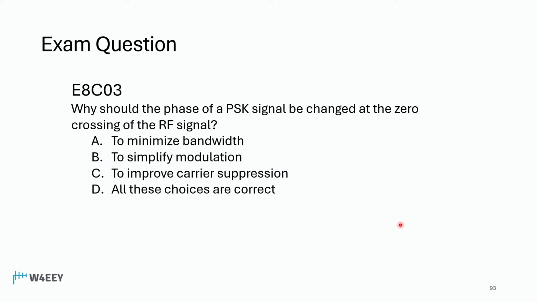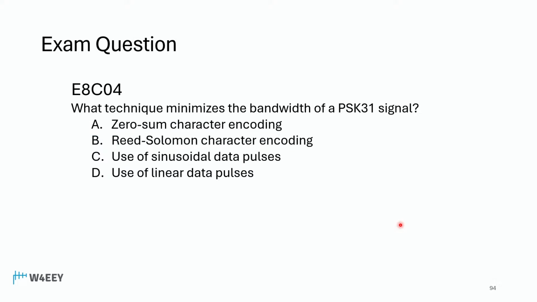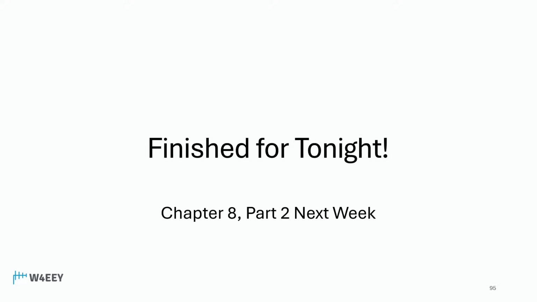Why should the phase of a PSK signal be changed at the zero crossing of the RF signal? Alpha. It is alpha. It minimizes the bandwidth. You get a lot more signals in the same amount of RF spectrum if you can minimize the bandwidth. What technique minimizes the bandwidth of a PSK31 signal? Charlie. That was Charlie. Use of those gradual rising and falling data pulses. Kind of relates to the CW case we looked at.